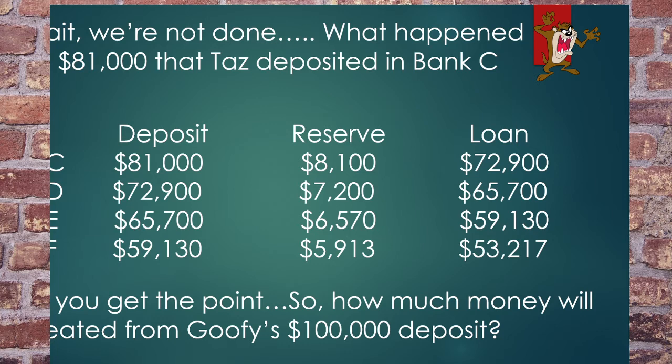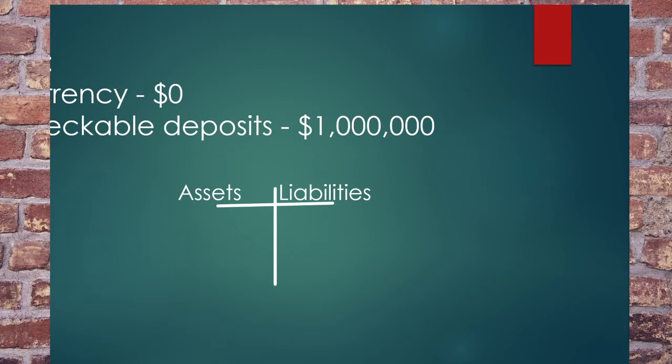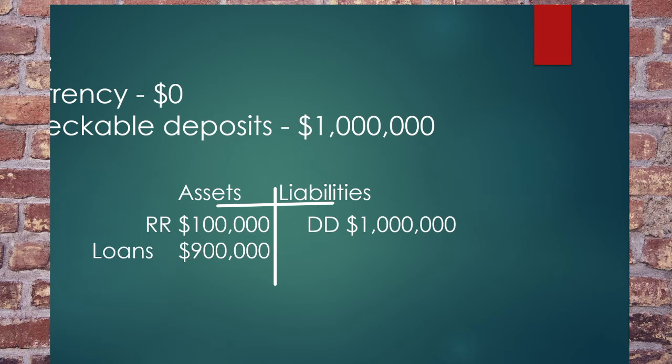So how much money will be created from Goofy's $100,000 deposit? Let's remember that M1 was $0 in currency, and it will have checkable deposits of $1 million. When we go through all the banks from A to Z, we would have $1 million in deposits, which means required reserves would be 100,000, liabilities would be 1 million, loans would be 900,000. Goofy's $100,000 deposit created $900,000 in loans, giving the banking system a total of $1 million.